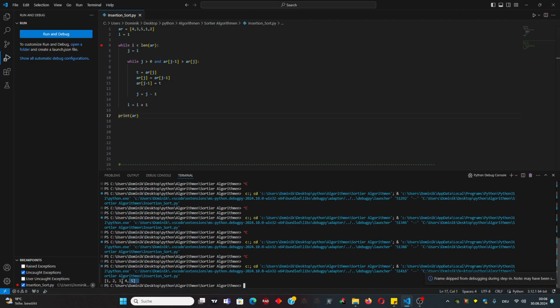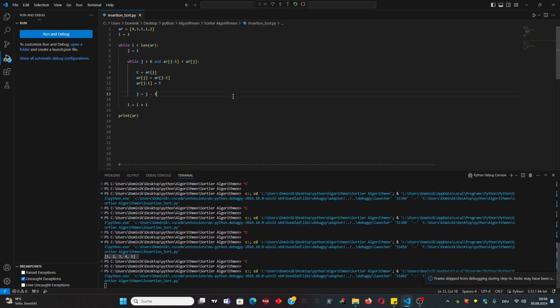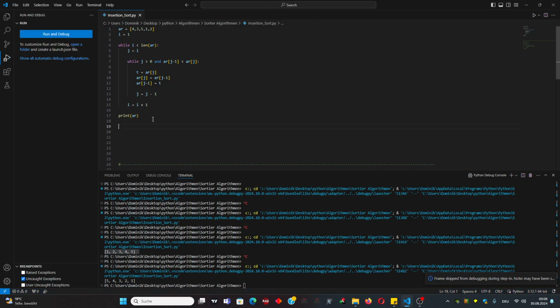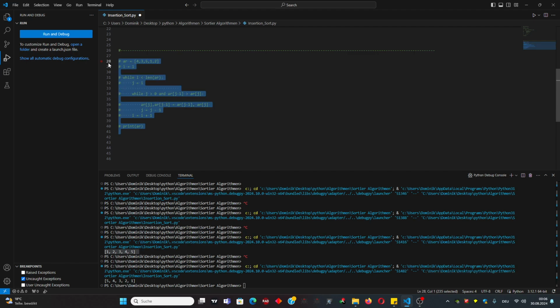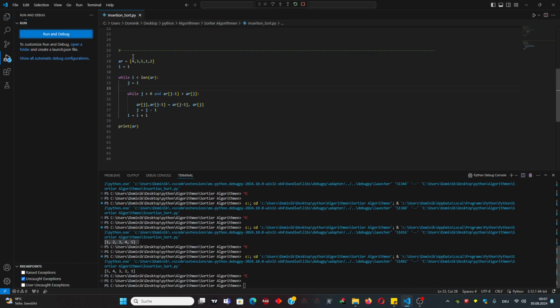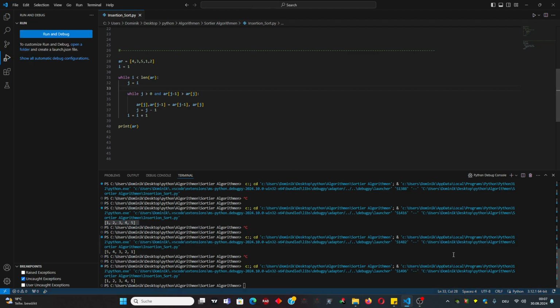And here you can see the sorted list, and you can also sort it like this so that it starts with the highest number. And here's a more Pythonic version with the one-line swap. And yeah, that's it for now.